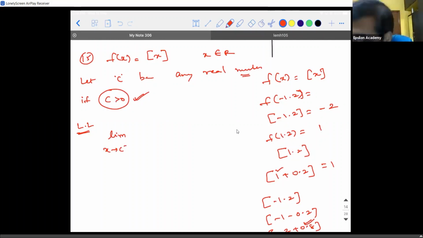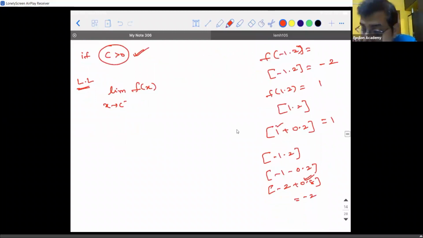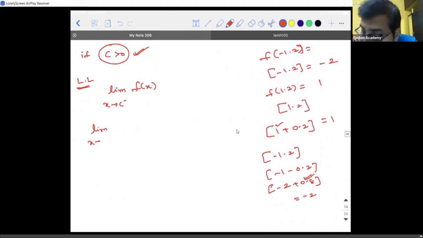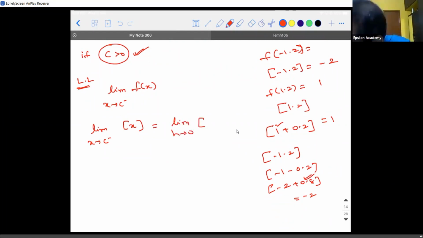Okay. f of x. Listen to this very carefully. This is where the confusion starts. Limit x tends to c minus. What is f of x? It is the greatest integer of x. This is equal to limit h tends to 0. What should I write inside the bracket? Greatest integer of c minus h.